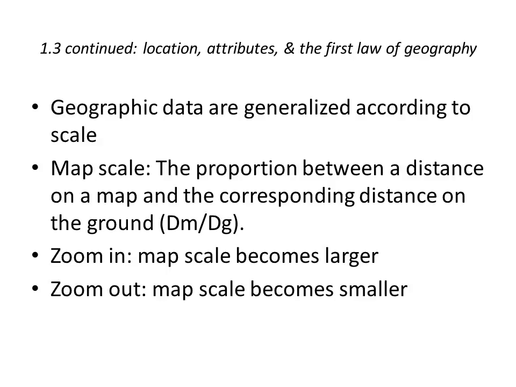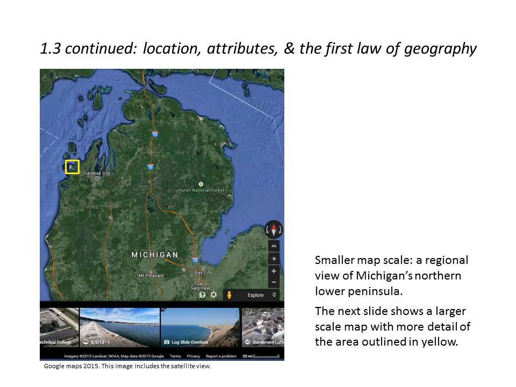So geographic data are generalized according to scale. And again, the concept of map scale is the proportion between the distance on a map and the corresponding distance on the ground. And when we zoom into a map, map scale becomes larger. When we zoom out, map scale becomes smaller.